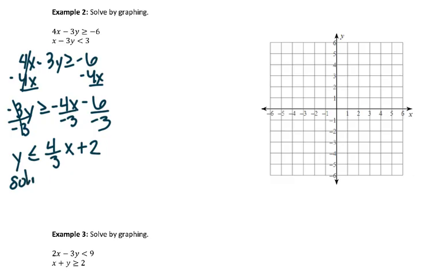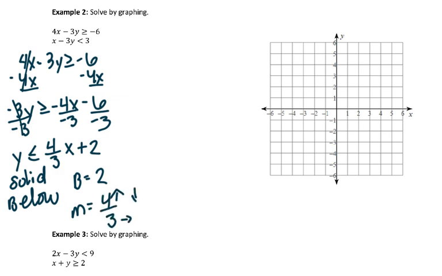So we have solid line, and it is below. B is going to equal 2. M is going to equal 4/3. Up, right, down, left. Now I'm going to graph this one first before I do my other one. So I'm going to start at 2. I'm going to go up 4, and then to the right 3. Then down 4, and to the left 3, down 4 to the left 3. It is solid, so I'm going to draw on a solid line. A on top, B on the bottom. It's below, so I'm going to just shade below.